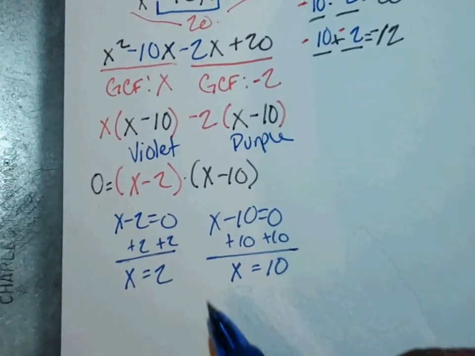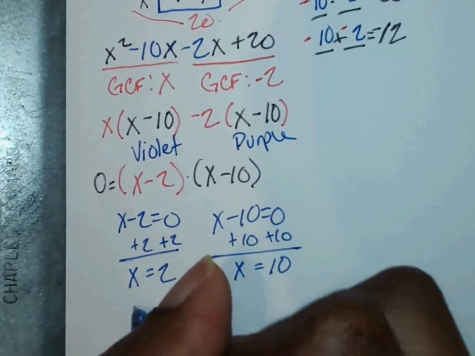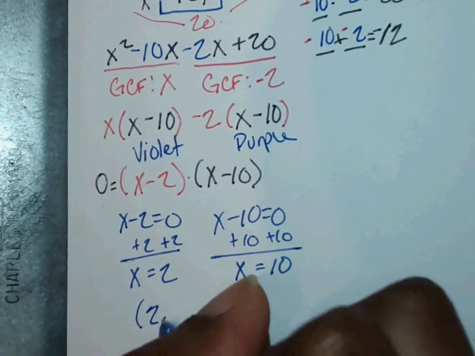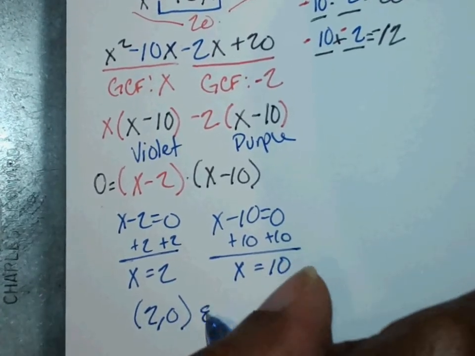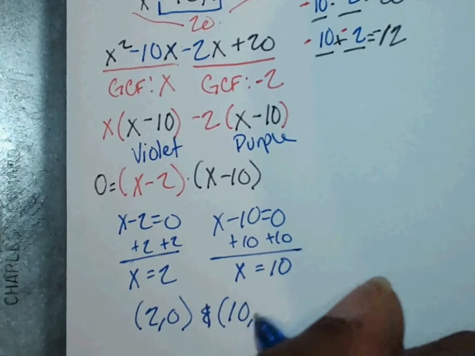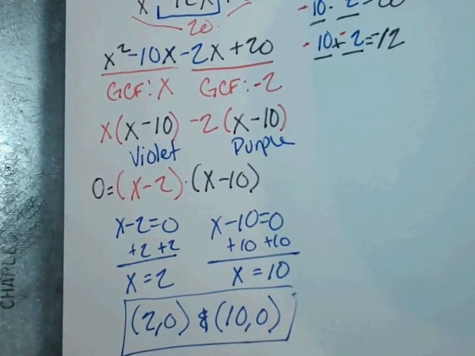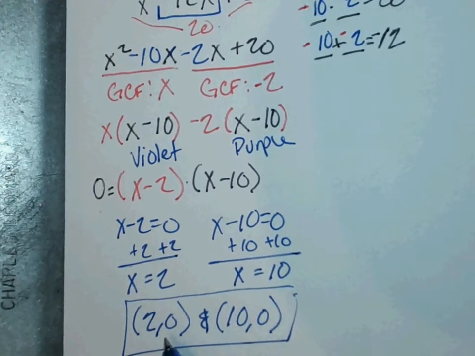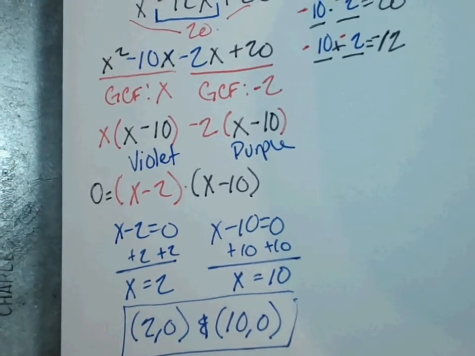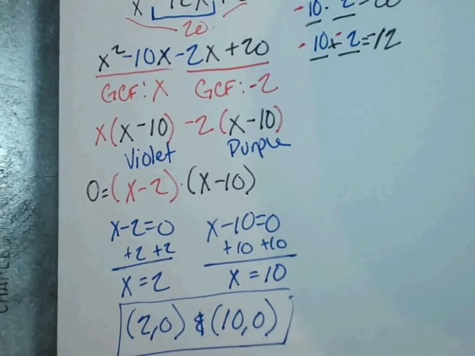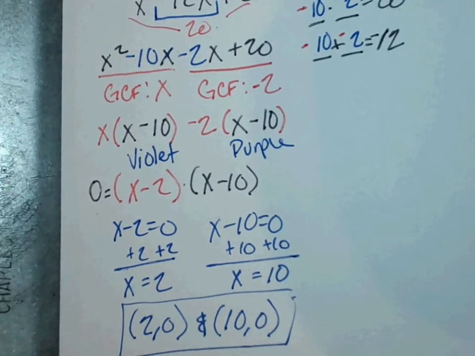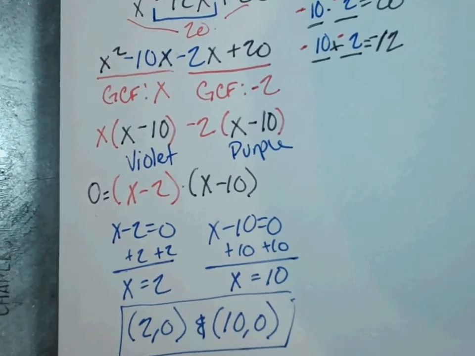So, that's my answer. My x-intercepts are at 2, 0, and 10, 0. And these are my answers. Please understand, these are x-intercepts, so they are coordinates. Since they are coordinates, I need to write them as such. So, I've written them. Here we go to the next one.